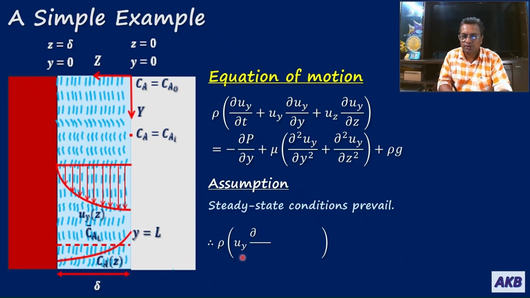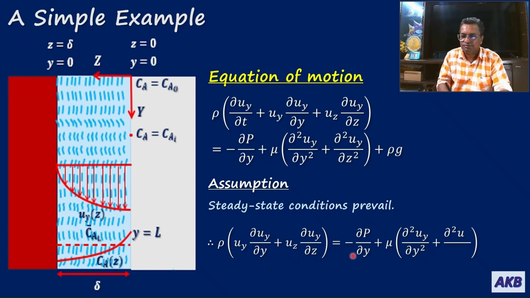So it will be rho into [uy ∂uy/∂y + uz ∂uy/∂z], that is equal to minus ∂p/∂y plus mu into [∂²uy/∂y² + ∂²uy/∂z²] plus rho into g.